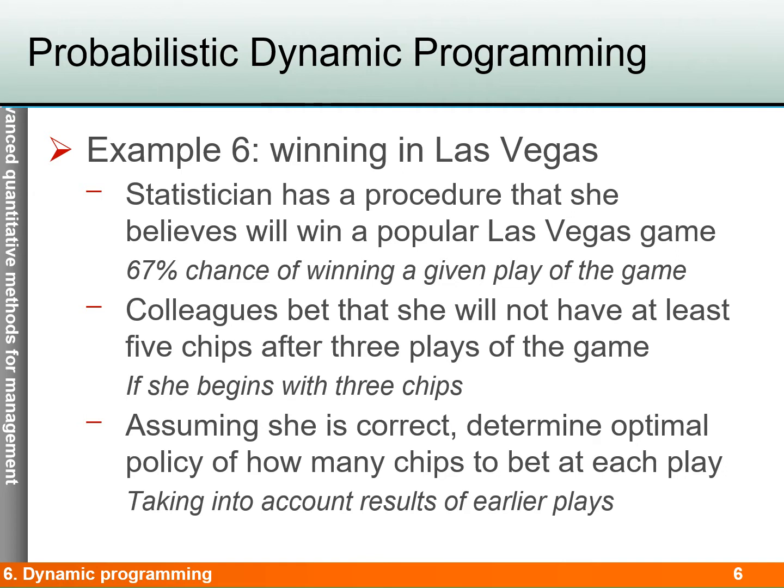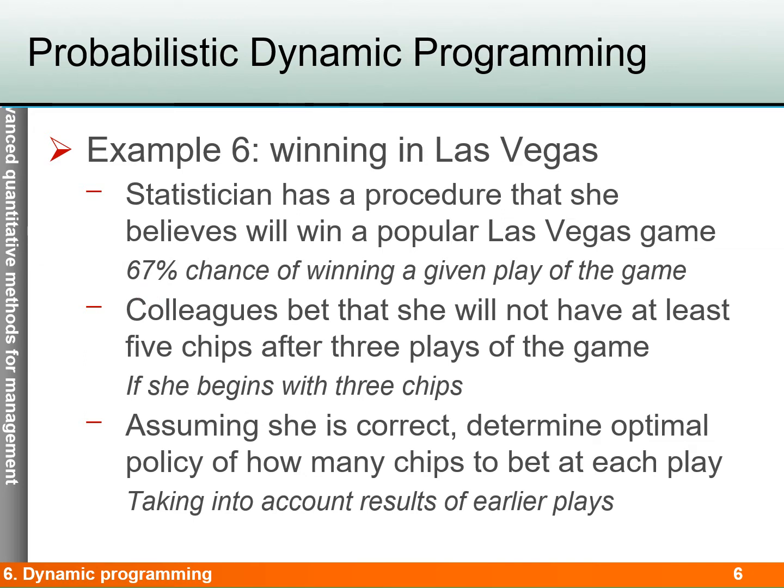If she loses, she loses exactly the number of chips she bet. In this case, it is 2. All the other numbers are the same. So the statistician believes that her system will give her a probability of 2 divided by 3 of winning. Obviously, the probability of losing is 1 divided by 3, or 33%.